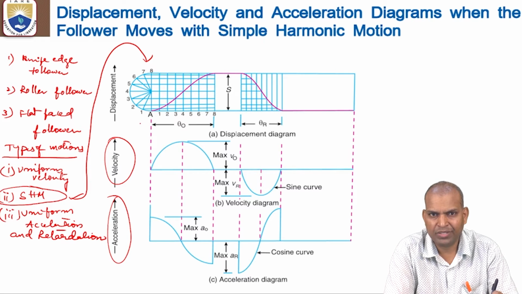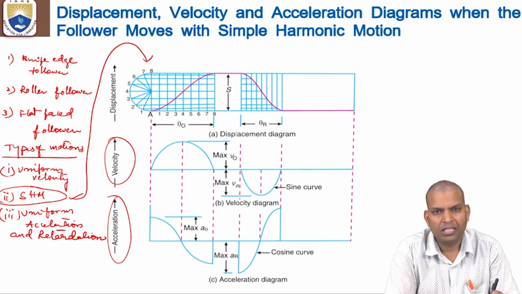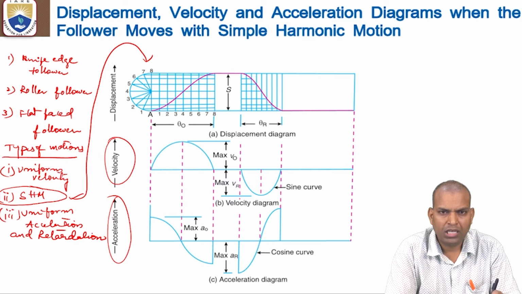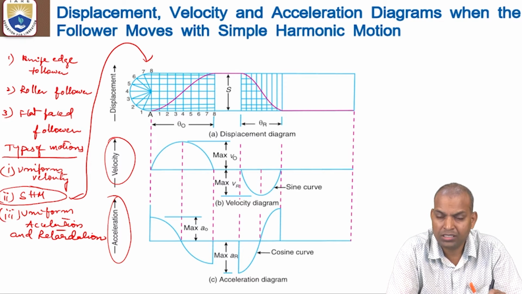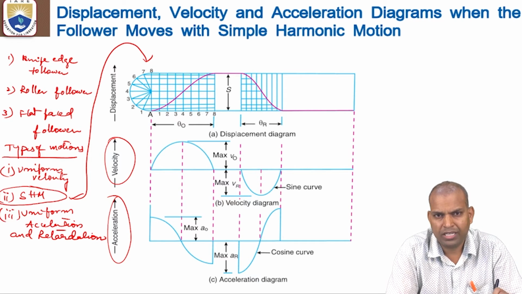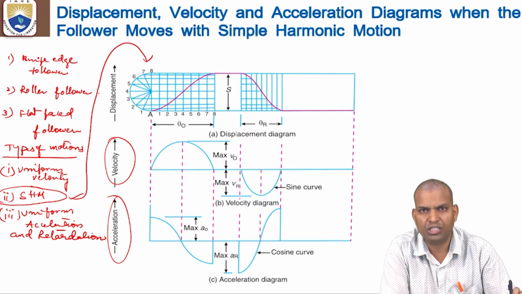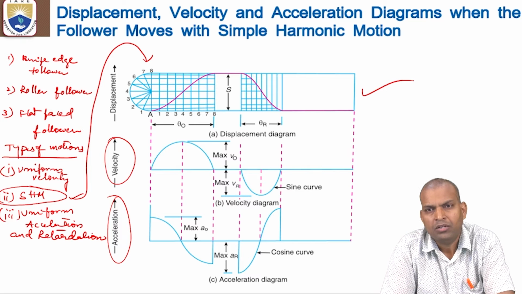The displacement diagram is the diagram of the lift of the follower versus the angle of rotation of the cam. The lift of the follower is a dependent parameter and the angle of rotation of the cam is an independent parameter. That's why the angle of rotation of the cam is considered on the X axis, and the dependent parameter, that is lift of the follower, is considered on the Y axis. Drawing the diagram between the lift of the follower versus the angle of rotation of the cam is known as a displacement diagram. Okay.